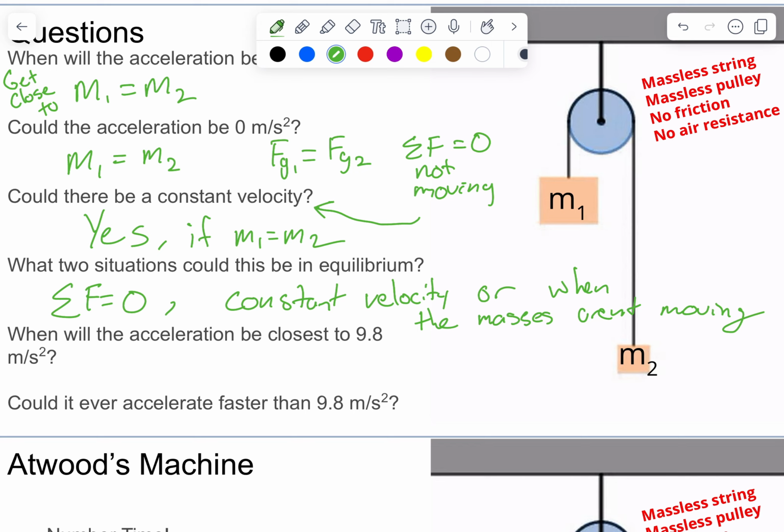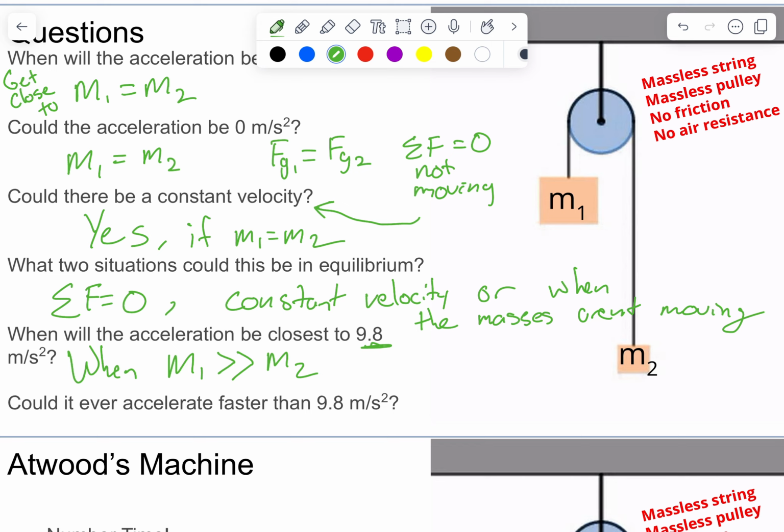When will the acceleration be closest to 9.8? Okay, well, let's think of the opposite of that. If we were to make mass 1 huge, super heavy, and mass 2 was just mass 2, it's going to accelerate, but way faster. What if I made mass 1 huge and I made m2 very, very small, like a feather? Well, then we're going to get really close to 9.8 meters per second squared. So when m1 is much bigger, two alligators, that's actually a real sign, two alligators means much, much bigger than m2.